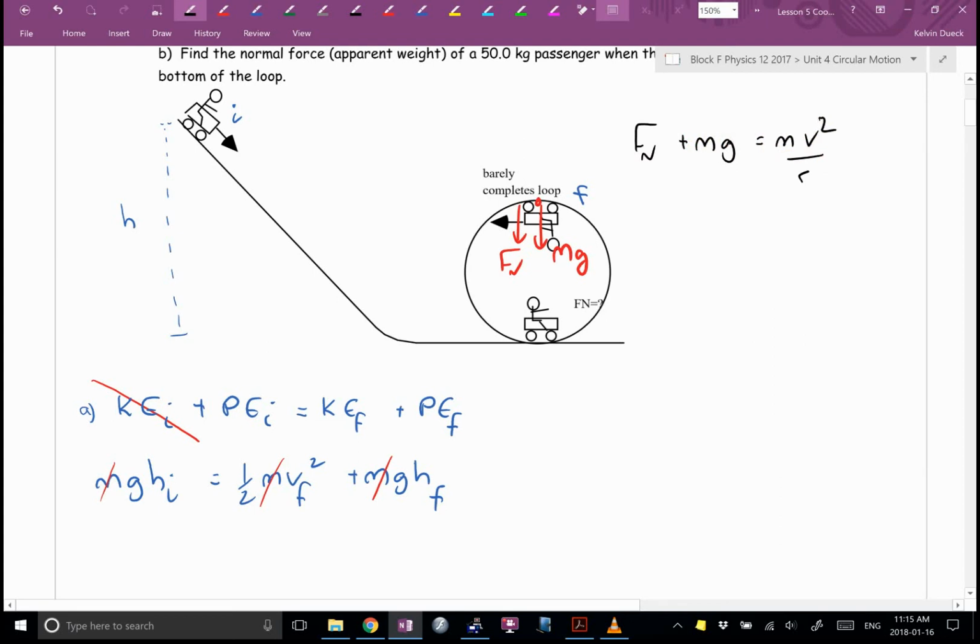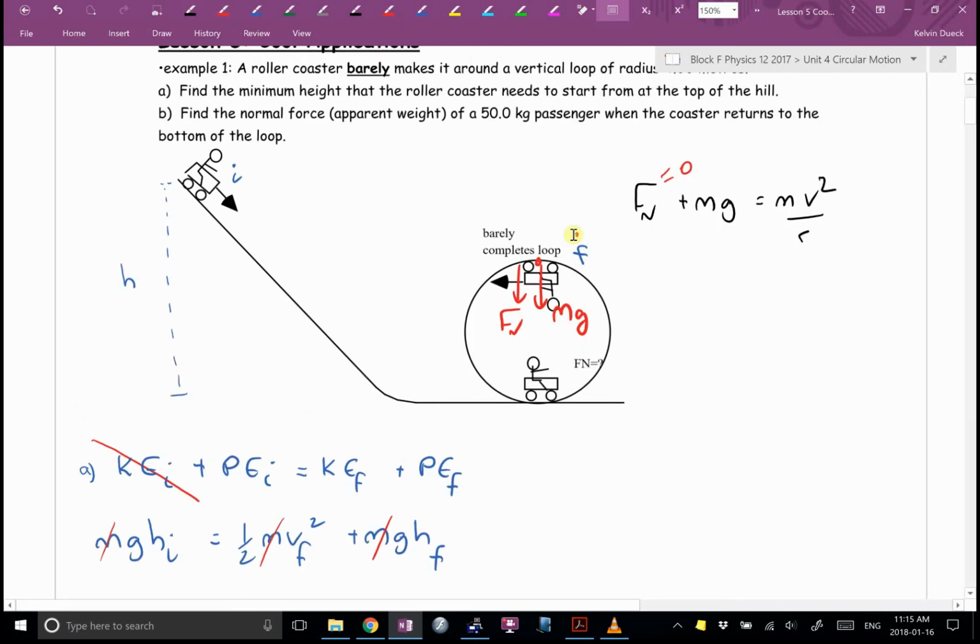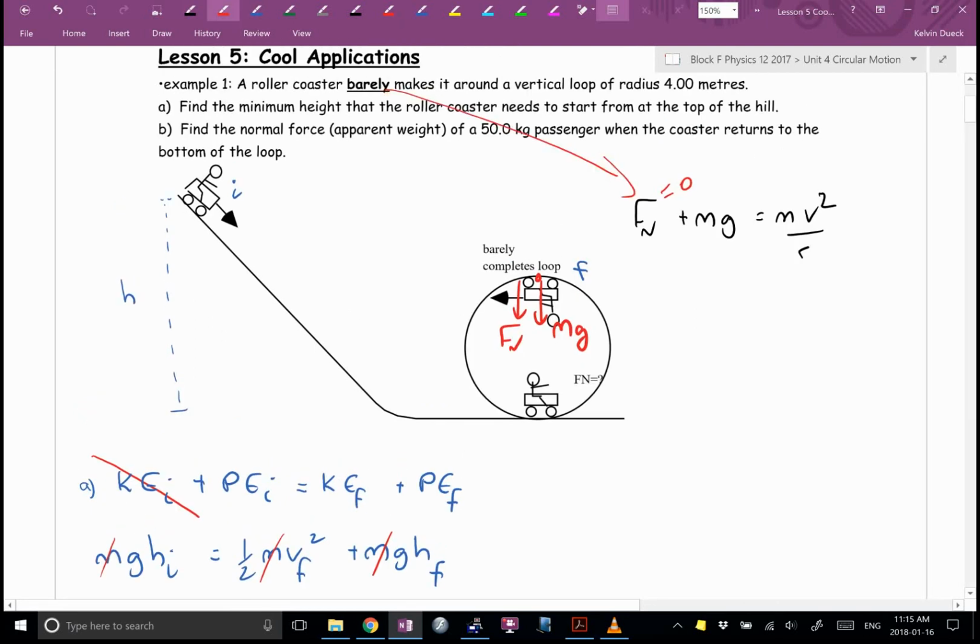because I want a v. Do I know g? Do I know the normal force? What word did I underline in the original instructions? So if we barely make it, what we're really saying is this. You feel like you're about to fall out. If we barely make it, how big is the normal force? 0. We can assume that this is 0. Why? Because of the word barely.